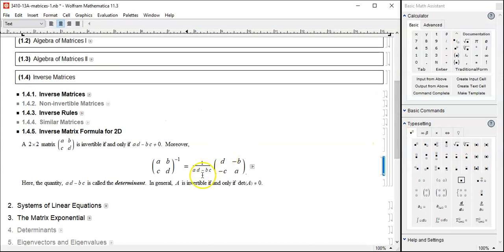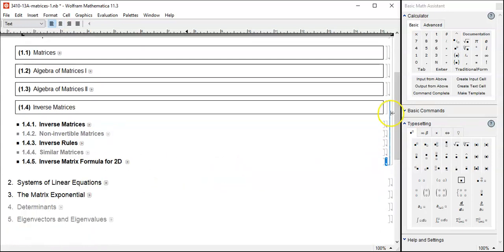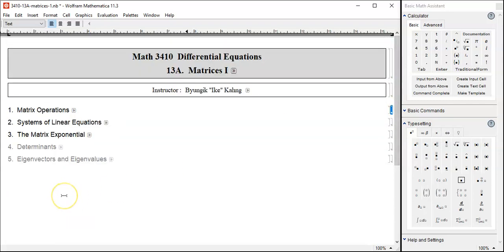So 1 over the determinant times the matrix with the principal diagonal switched and the others negated. So remember this inverse matrix formula. Okay, that's about it for our first section, and we're going to discuss section 2 in a separate video.